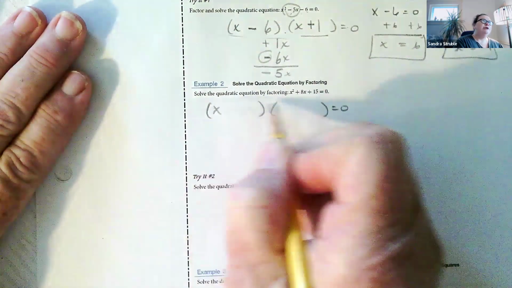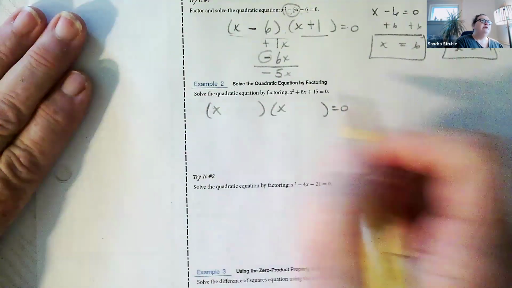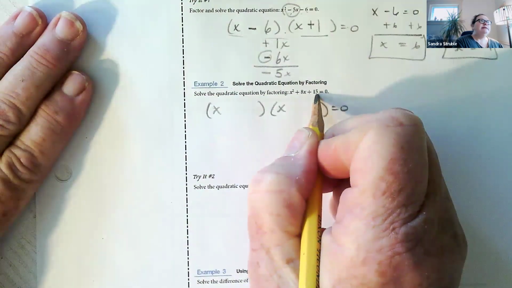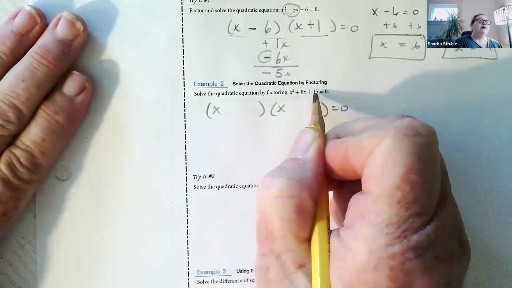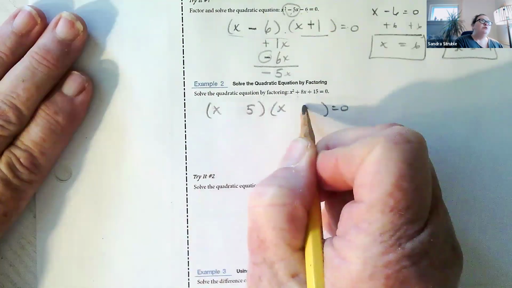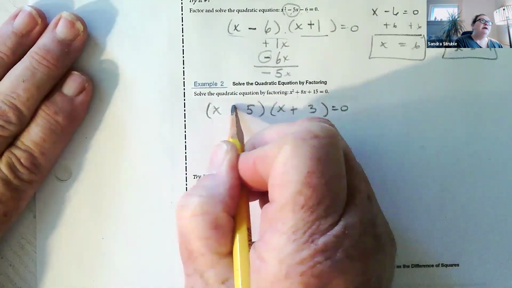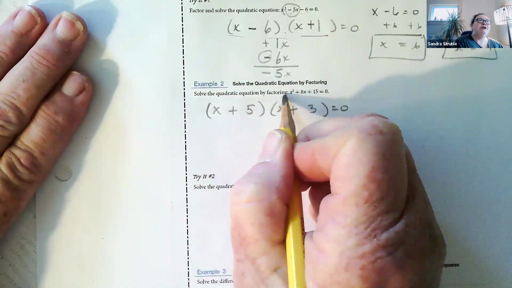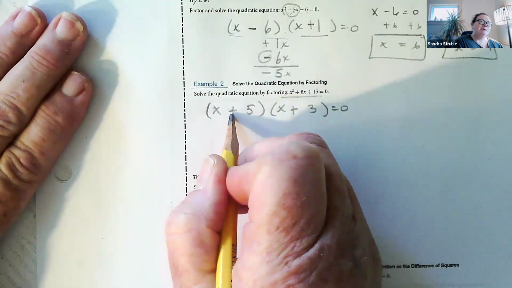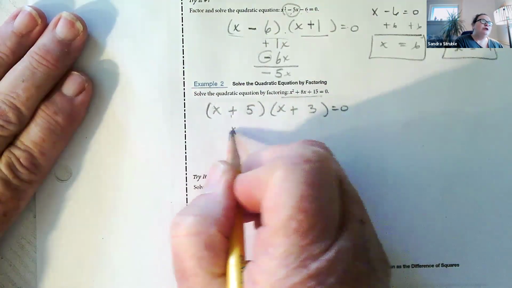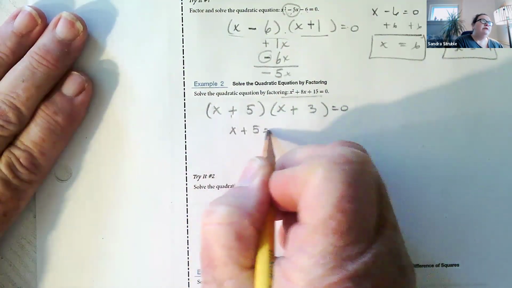My x's, there's no coefficient of x but 1. 15 only breaks down into 15 and 1, which is not going to give us 8, or 5 times 3, which when you add them gives 8. And I know they're both positive because everything in here is positive, so therefore both binomials are going to be positive. Now I just need to solve for each one.